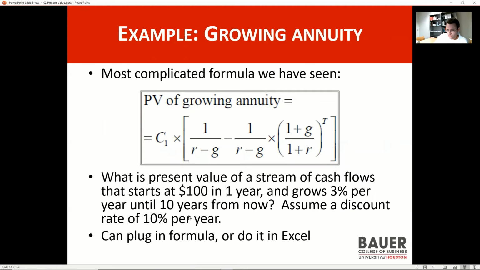Okay, so let's do an example with the kind of ugly growing annuity formula, and then we'll verify it. We'll set things up in Excel and see that we can verify it and kind of check out this formula here.